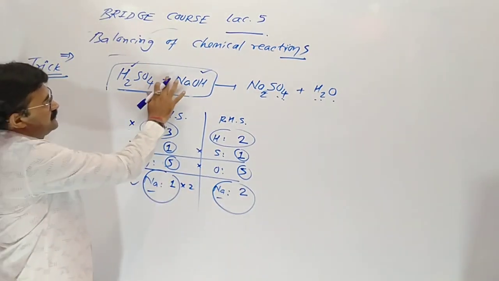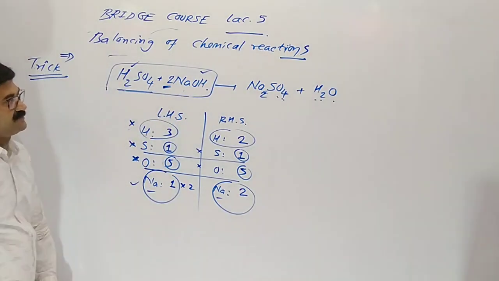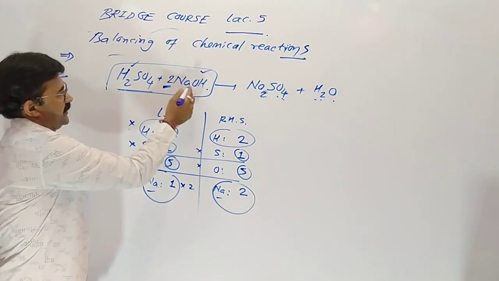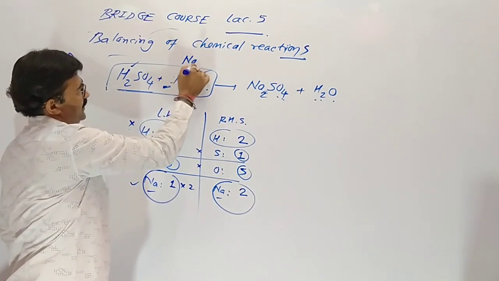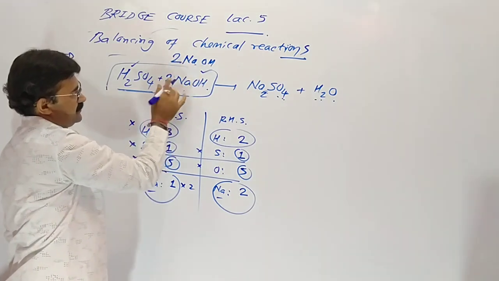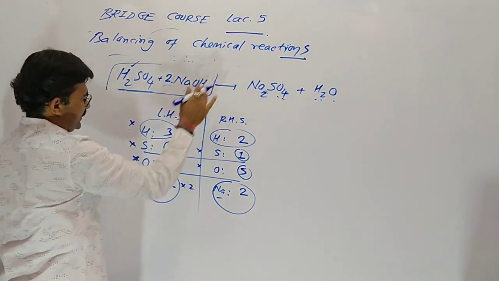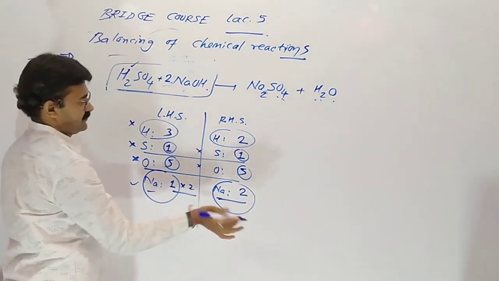Here, 2. Don't put the 2 here; it is not allowed, Na2OH, no. Put 2 in front of the compound. Here 2, yes, 2 times. So now sodium is balanced.